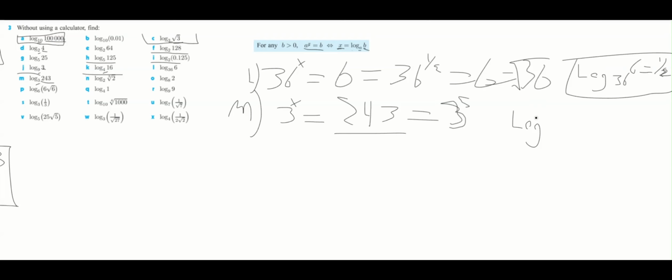Log base 3 of 243 equals 5. Oh, this is horrendous. Okay.